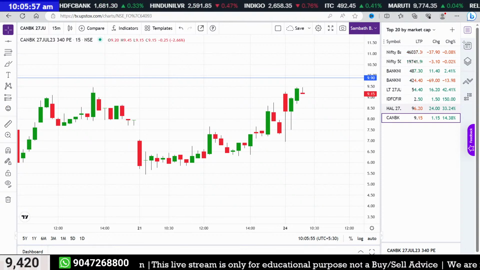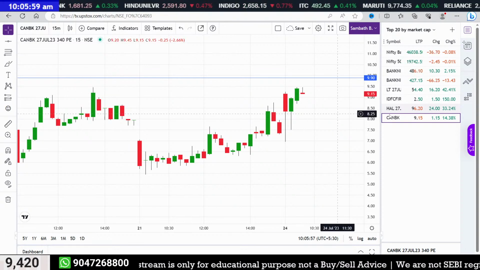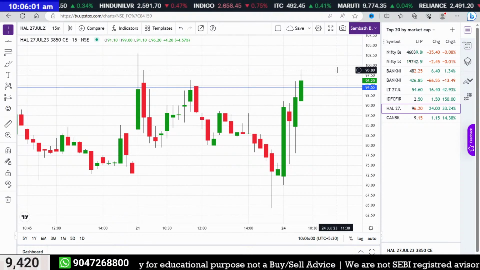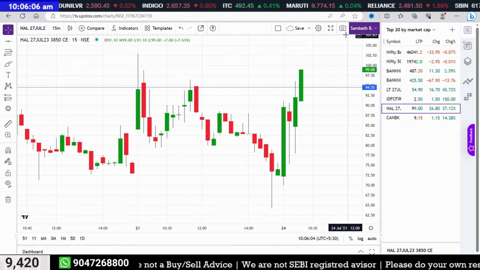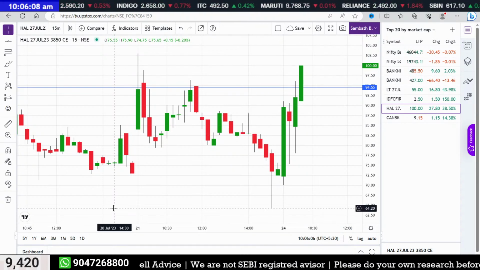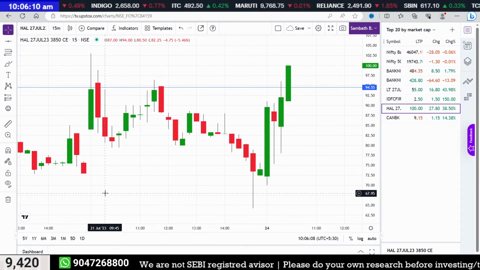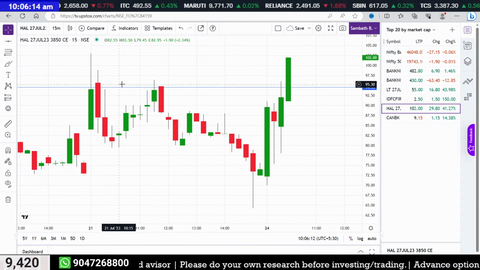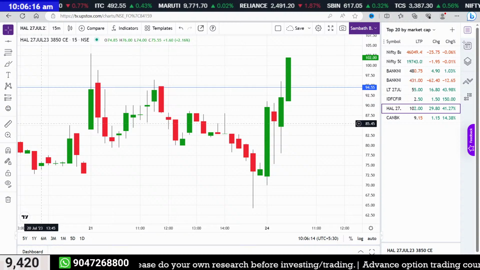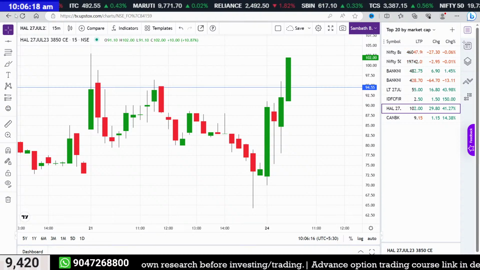And look at this, HAL was almost reaching 99, now it is 96, and the high made something around 98 from 94-95 rupees. So it's better if you are waiting, it is going to give you some better opportunity. This is one more new trade which we found. So 94 to 100, I think 102, a fast move on HAL.